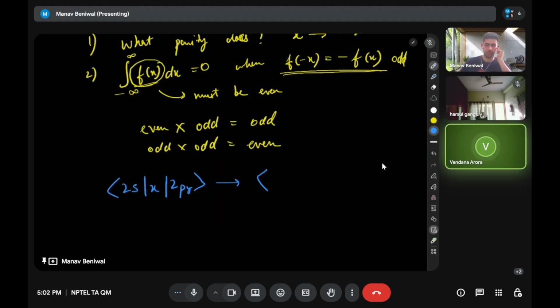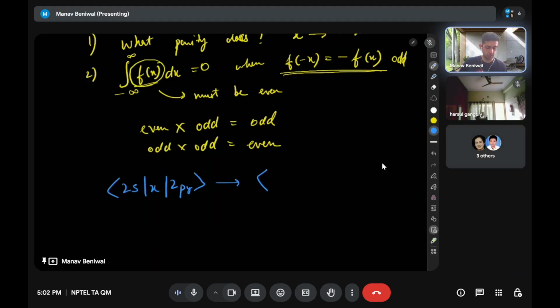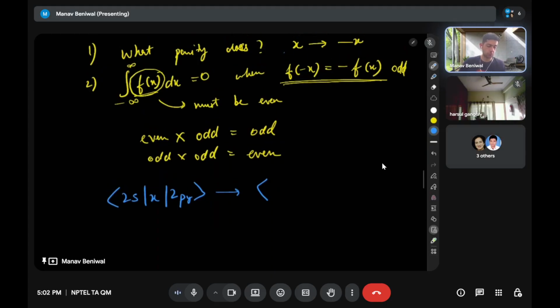S has even parity because it has nothing to do with position, right? The spin, either it's in plus x or minus x direction, doesn't matter. S has even parity, so the first term is even. What about the second term, x? Does it have... Odd. Yeah, this is odd.